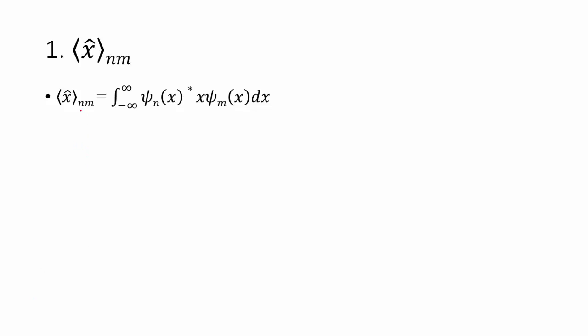The expectation value for x equals the integral from negative infinity to positive infinity of psi n complex conjugate times x times psi n. Notice here, since the particle is in a harmonic oscillator potential, we can write x as a function of the ladder operators, x equal to the square root of h bar over 2 m omega times a plus plus a minus.